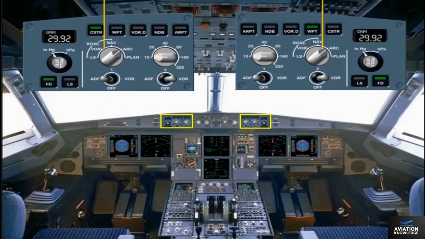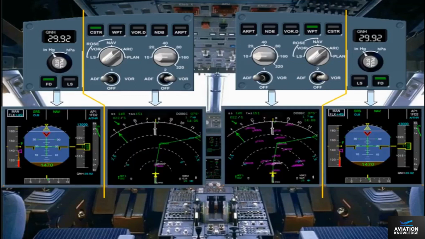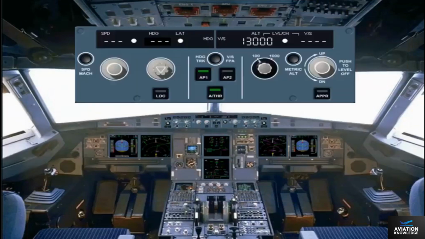The EFIS control panels are divided into 2 sections, one section associated with the PFD and the other with the ND. The Flight Control Unit, FCU, is located in the middle of the glare shield. The FCU is one of the interface units between the pilots and the autoflight system. The full use of the FCU will be covered in the autoflight modules.